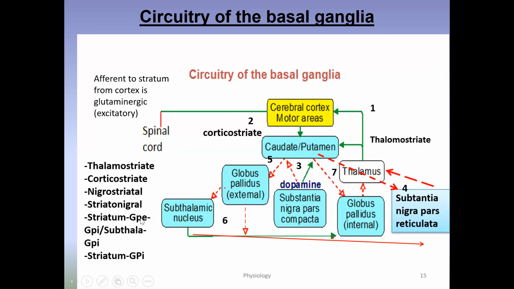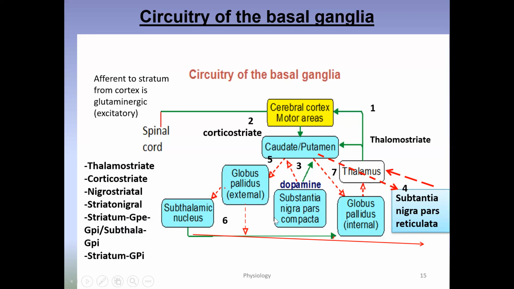Striatum to the globus pallidus external segment, then again to the globus pallidus internal segment via the subthalamic nucleus, and also there is a direct connection between the striatum and the globus pallidus internal segment. So there are 4 internuclear connections present in the basal ganglia nuclei.